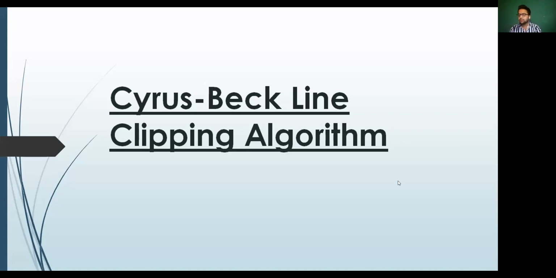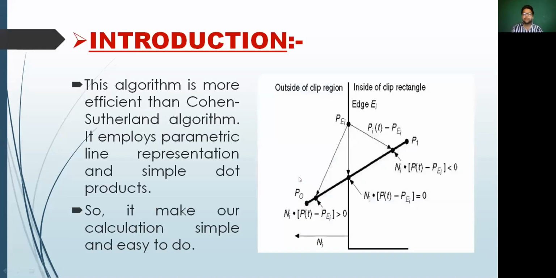I want to tell you something about the two basic algorithms which are used in computer graphics. Firstly, I want to tell you something about the Cyrus-Beck line clipping algorithm. The Cyrus-Beck line clipping algorithm is more efficient than the Cohen-Sutherland algorithm because it involves simple calculations like dot products, and also involves the parametric line equation, which makes our calculation simple and easy to do.